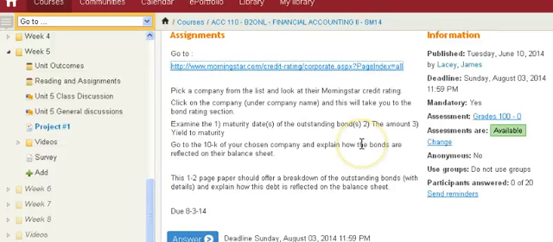This is how to approach Project 1. As you can see, the link here, Morningstar, is going to talk about corporate bond ratings. And a couple of things we want to do is we want to look at the maturity dates of the outstanding bonds, the amount, and the yield to maturity.